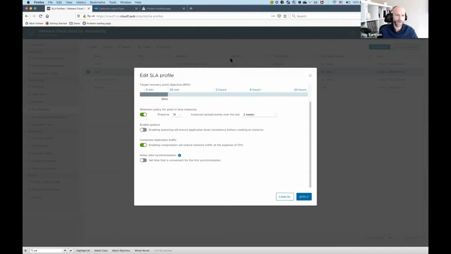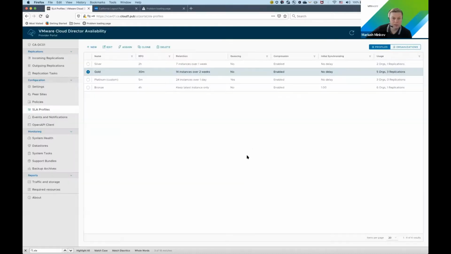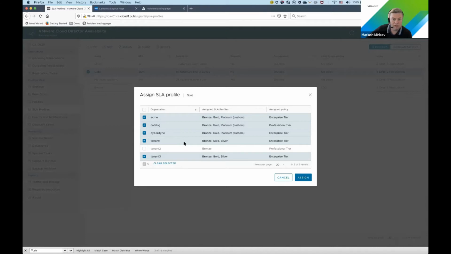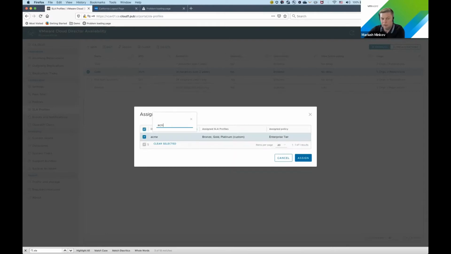Okay. So once the SLA profile has been configured, the next step is to assign it to an organization. And once we hit the assign button, we see the full list of organizations that exist in our connected VCD. So I have 6 organizations in my example. We have thought, of course, about the large setups where you can filter by an organization, to get less results.